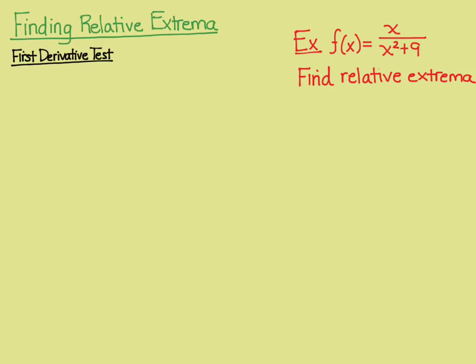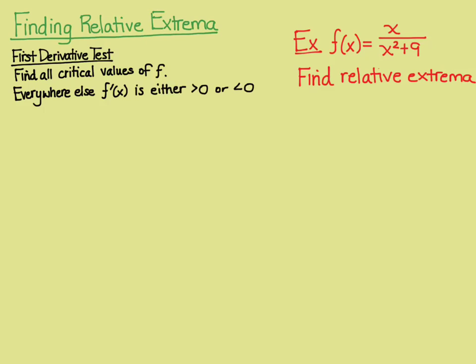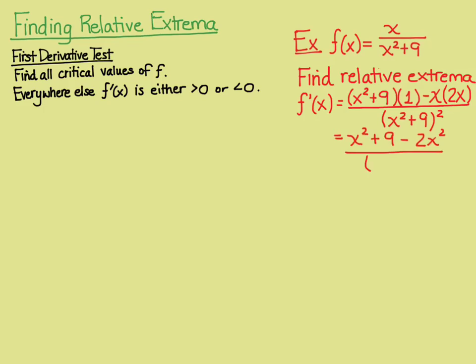The first derivative test is going to give us one way of doing this. It says that we first want to find all the critical values of f. That means that everywhere else, f prime of x is either greater than 0 or less than 0. So using the quotient rule, we can find the first derivative of f. And simplifying the numerator, we get negative x squared plus 9 over x squared plus 9 quantity squared.